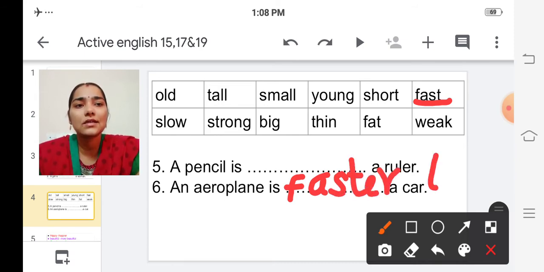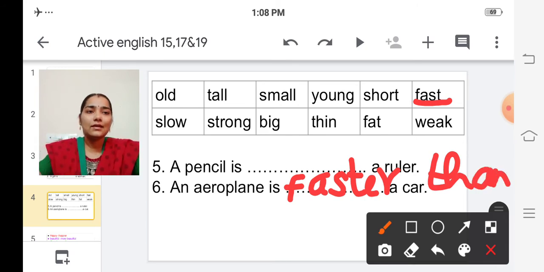Faster than. Faster than a car. Okay, children? An aeroplane is faster than a car. So, try to finish the remaining sentences using these words.